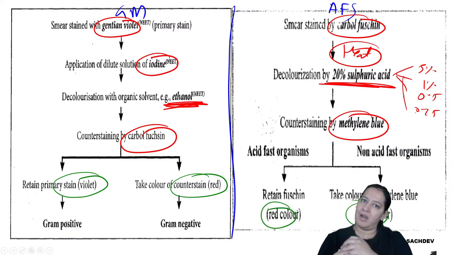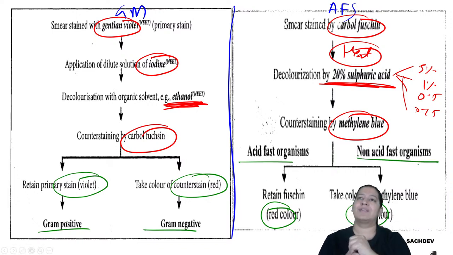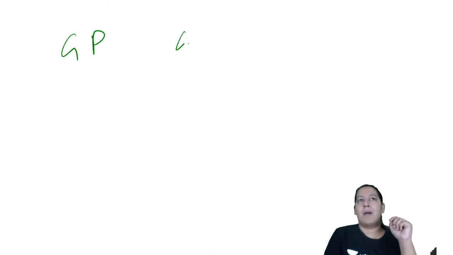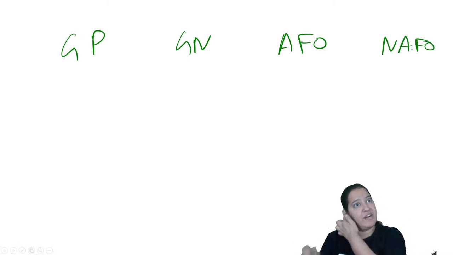So, उल्टा पुल्टा color. These are gram positive, gram negative. These are acid fast organisms, non acid fast organisms. So you know the classification. Now you tell me, gram positive कितने हैं, gram negative कितने हैं, acid fast organism कितने हैं, non acid fast organism कितने हैं. Tell me classification फटाफट.